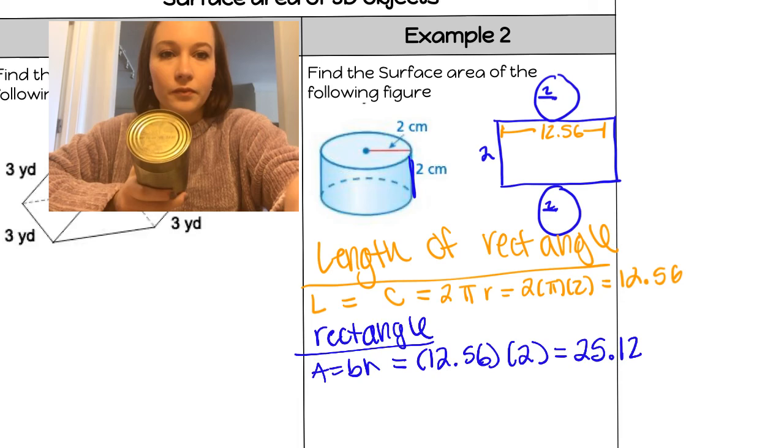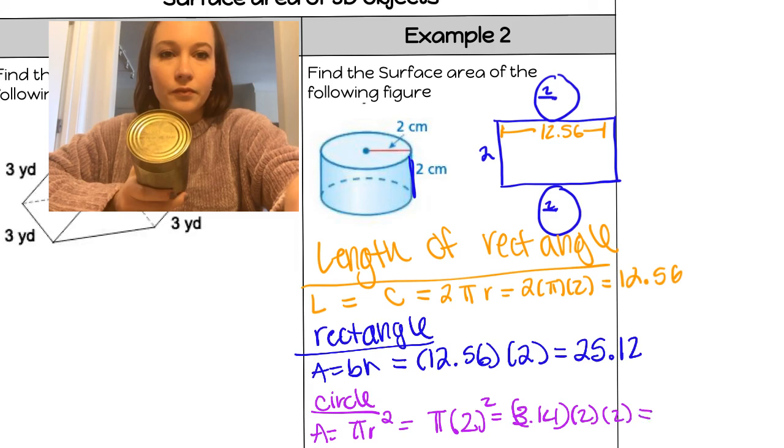Okay. Then I'm going to find the area of the circle. Tell me, what is the formula for area of a circle? Yep, you got it. Area is pi times the radius squared. I fill in what I know. Pi times 2 squared, which is 3.14 times 2 times 2, which ends up also being 25.12.